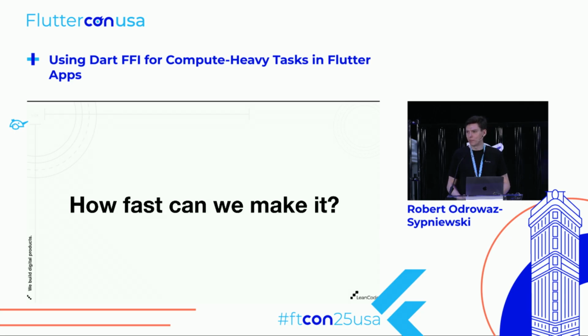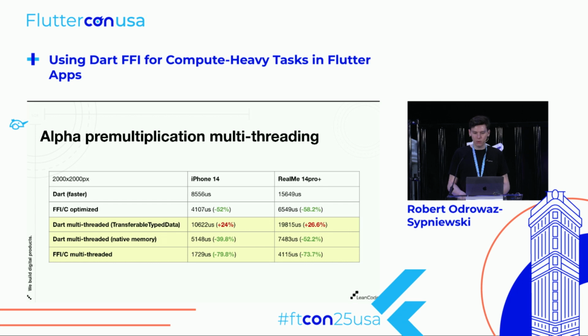So how fast can we actually make it using all the optimization techniques that are available to us in C? So first, obviously, we can use multi-threading, but we can also do it in Dart. And we have in Dart 2 implementation. One is using the transferable type data, and actually we are losing performance using it. So the overhead of copying the data between isolates is higher than the performance gain we are gaining by using multiple threads. By the way, we are using 4 threads in all of the examples.